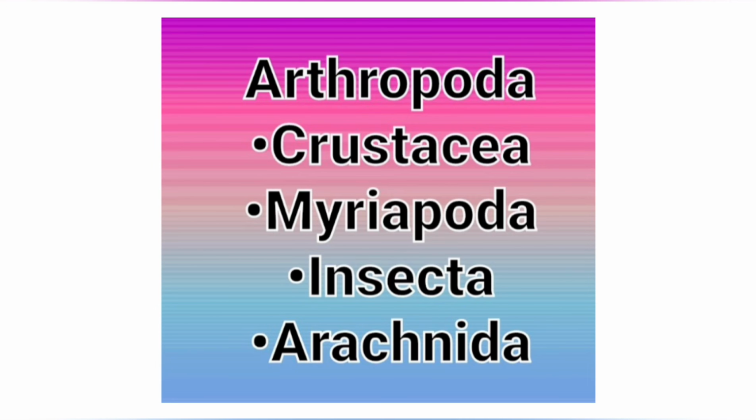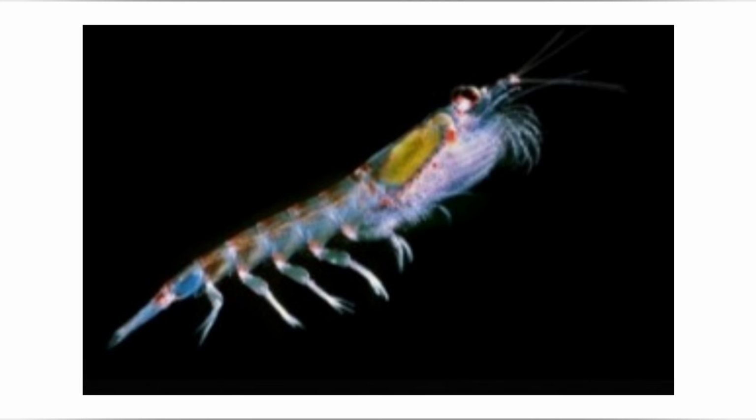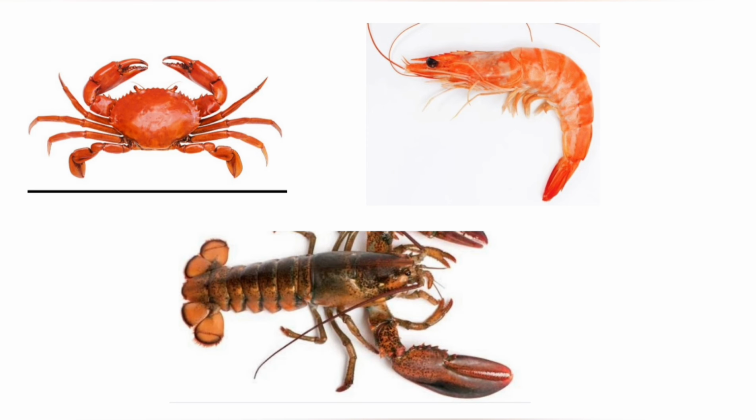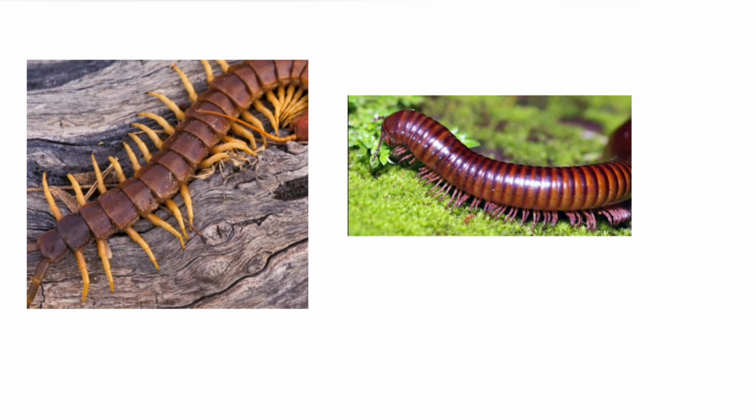Crustacea. Their head and middle part, that is, thorax, are fused. They have many jointed legs. They are marine animals. Examples, crab, shrimps, lobsters, etc. Myriapoda. Their body is divided into many segments. Examples, centipede and millipede.